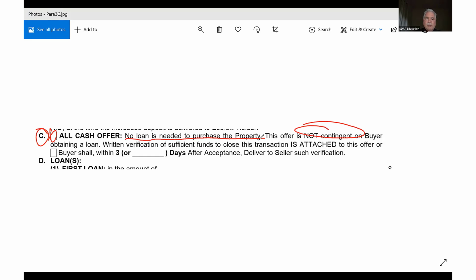So don't check this box if your buyer has to get a loan and intends to just remove the loan contingency up front. That's got its own pitfalls, all right? So you wouldn't check this box. This is only for cash.